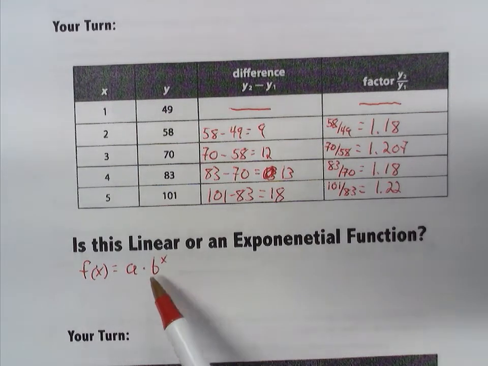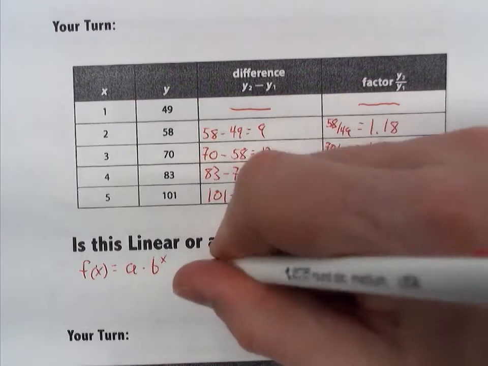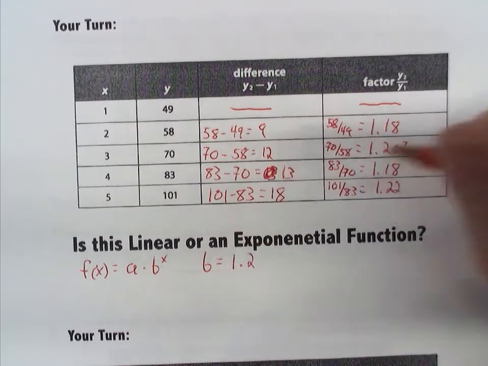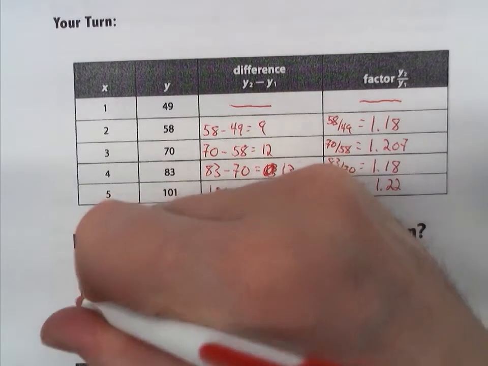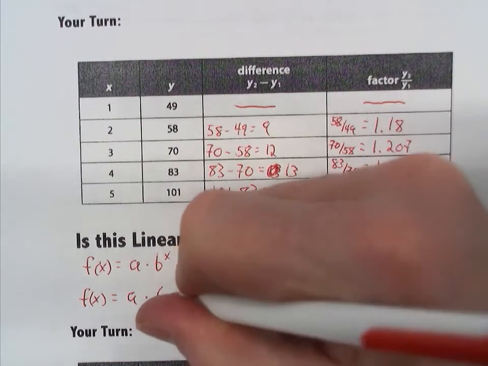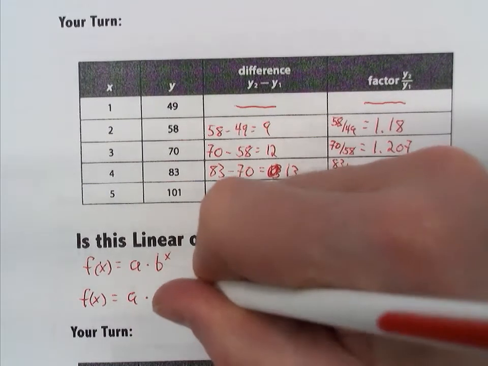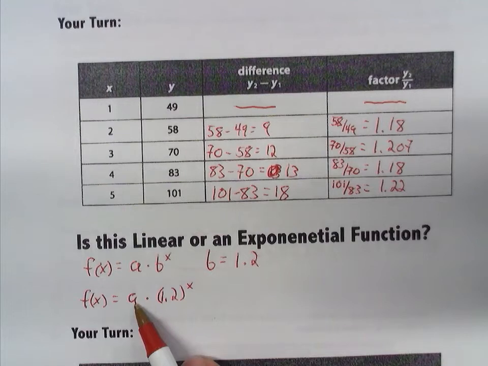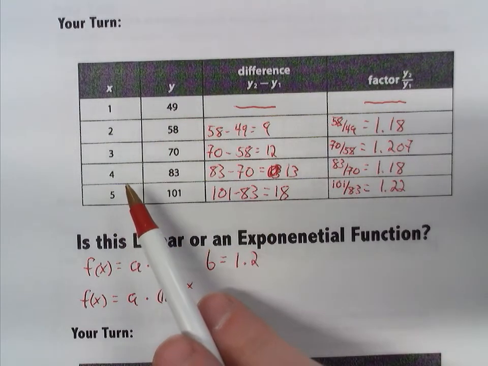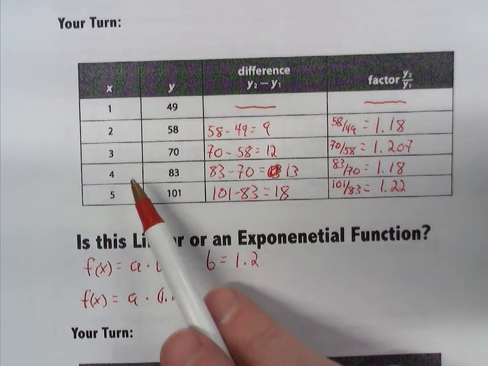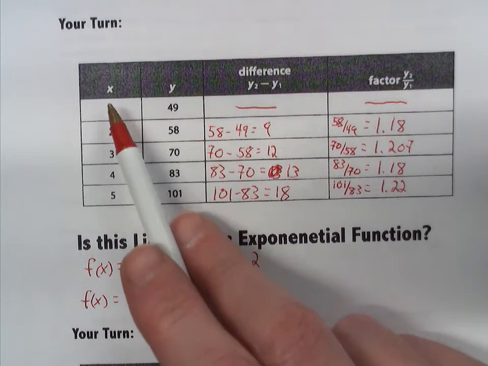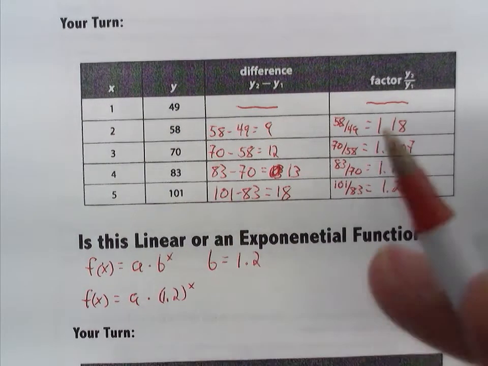What's going to be b? Well, b is the average of these. So b is going to equal about 1.2. So now we have f of x equals a times 1.2 to the x power. How do we find a? We can take an x value and a y value, put those in, and solve for a.